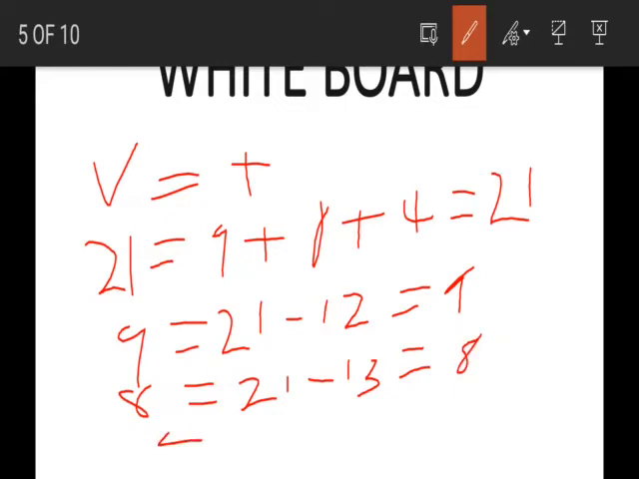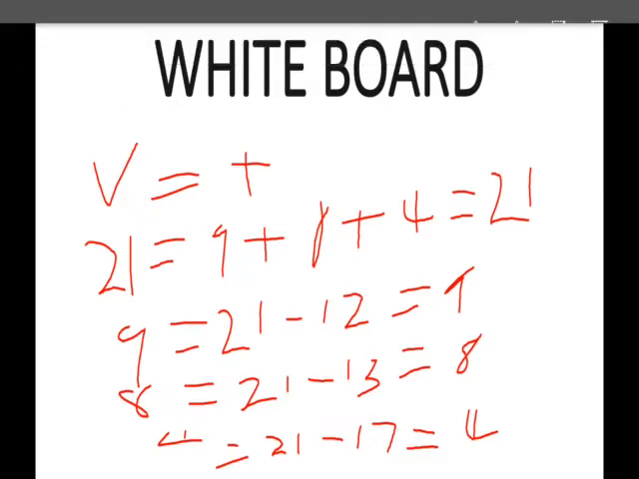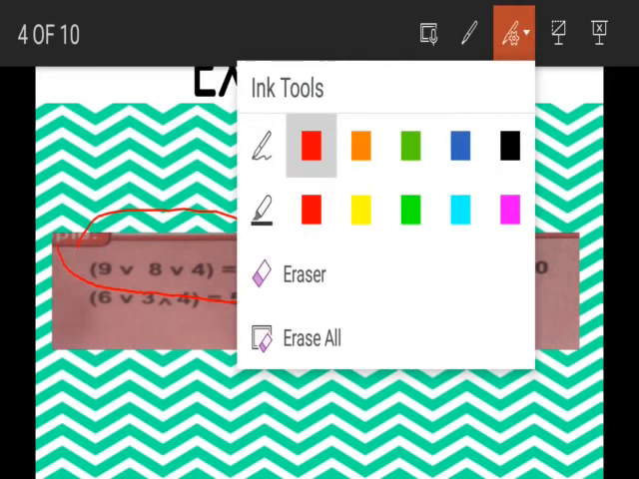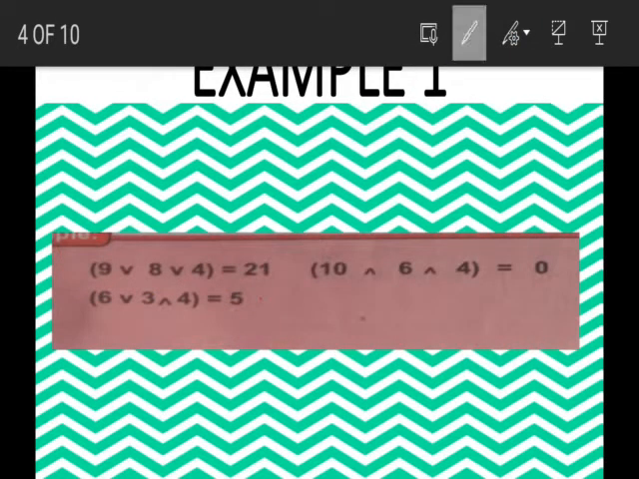If 4 is not there, you're going to subtract the sum of 8 and 9 from 21, and that will give you 4. Still under example 1, let's look at the second sample.